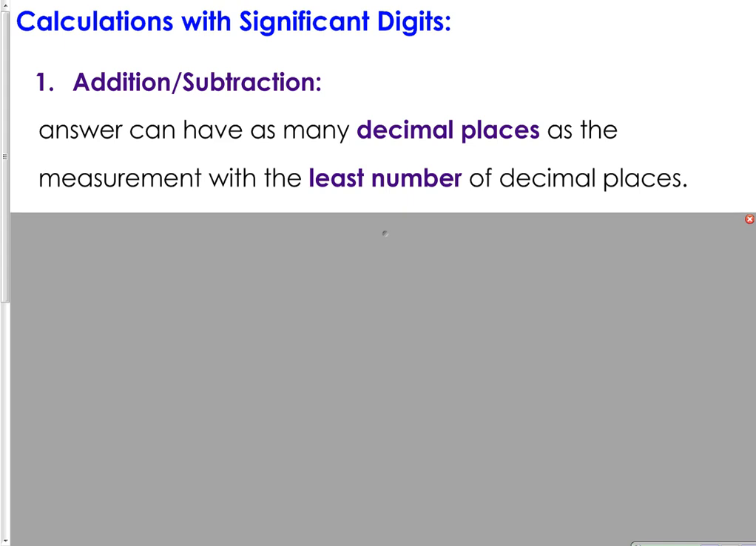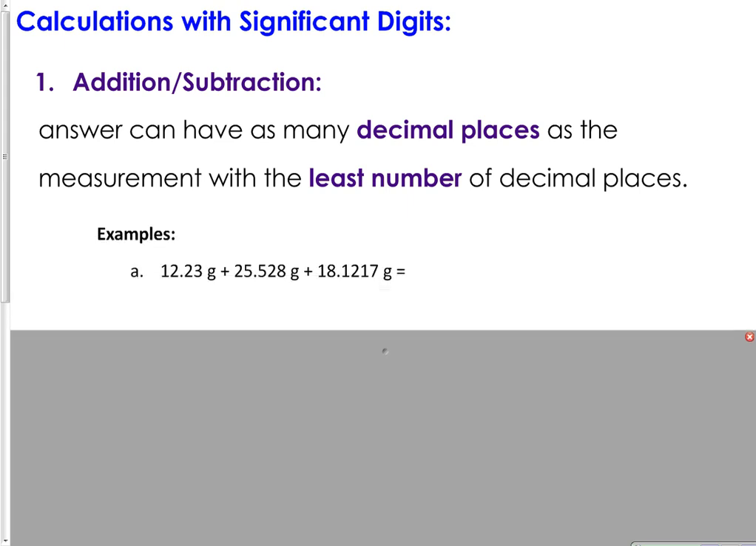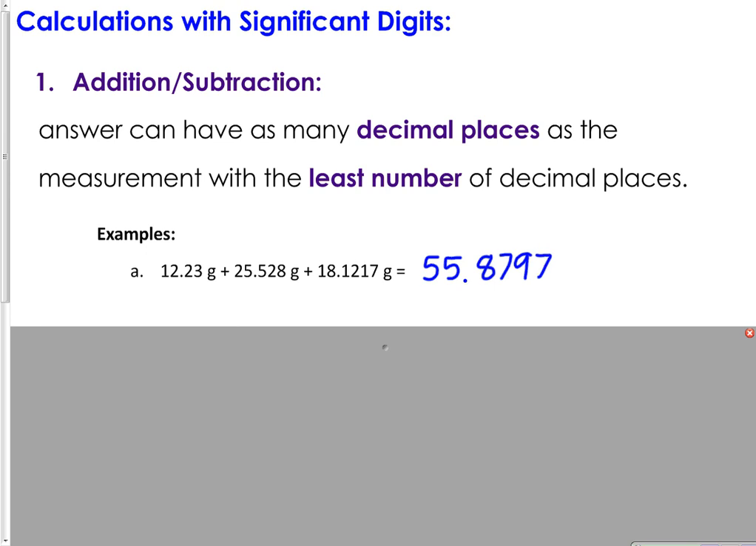On your note sheet, you should see 3 examples. Let's just do one at a time. I would like you to add the following numbers: 12.23 grams plus 25.528 grams plus 18.1217 grams. If you use your calculator, you should get an answer of 55.8797 grams. Now, if this were math class, that would be fine.